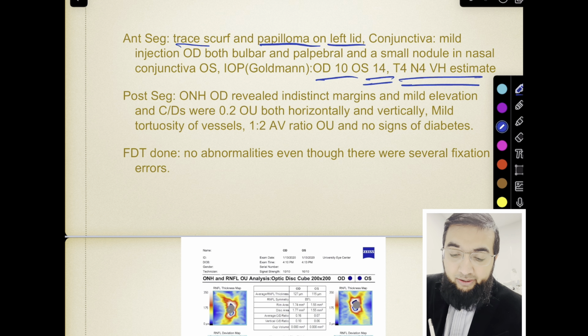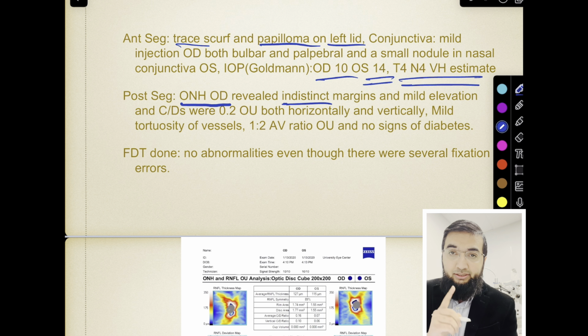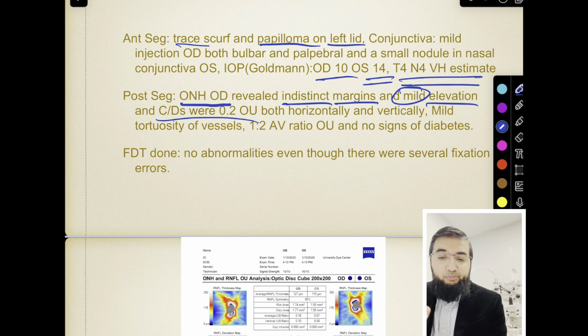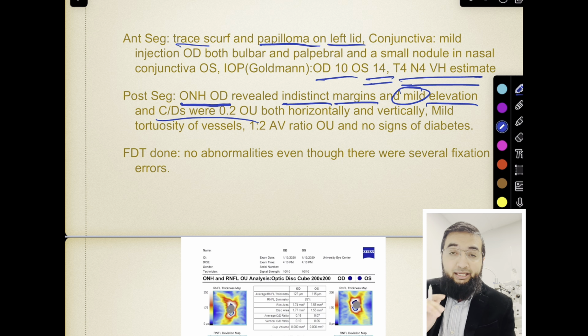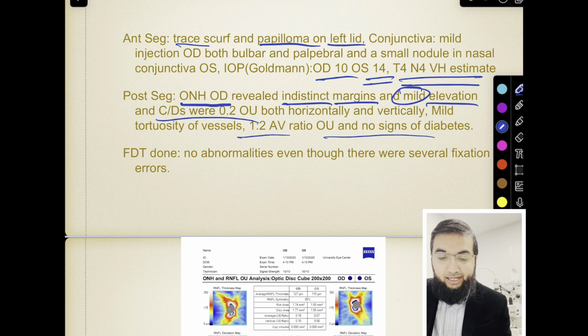What do we see? When we look at the optic nerve head of this patient, we see that there are indistinct margins with mild elevation, and cup-to-disc ratios are about 0.2 in both eyes, and the indistinct margins are basically in the right eye. Okay, and besides that, the AV ratio and all those things are good. There is no diabetic retinopathy going on in the back. We are happy, the patient is happy, besides having those visual fluctuations and all those things that I just described.